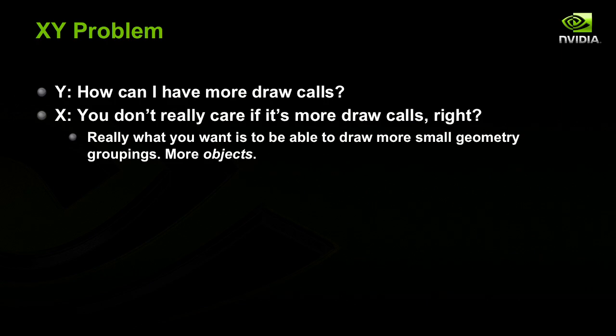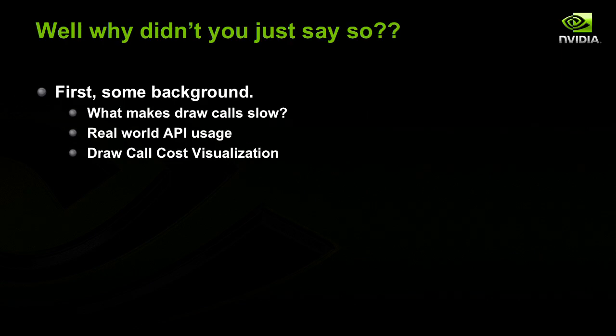I actually will make the assertion that this is an XY problem. The Y here is like you're saying, I want more draw calls. And I say, I don't think you care that it's really more draw calls, right? You want to be able to render efficiently small geometry groupings. You want more objects. Well, that's something that we can do.